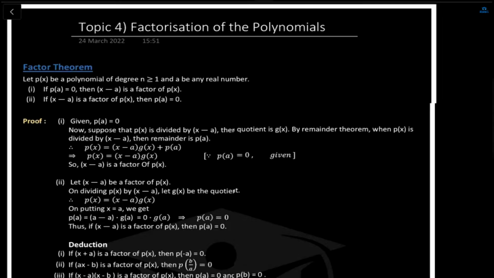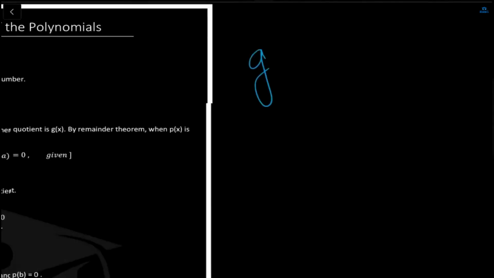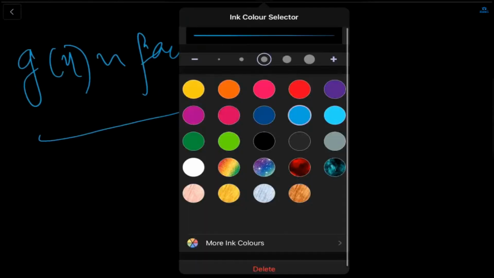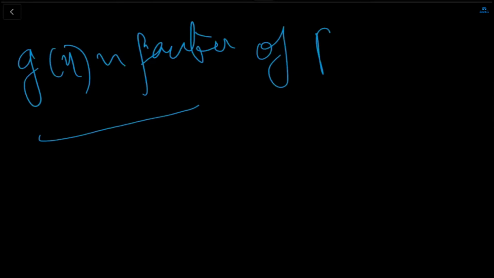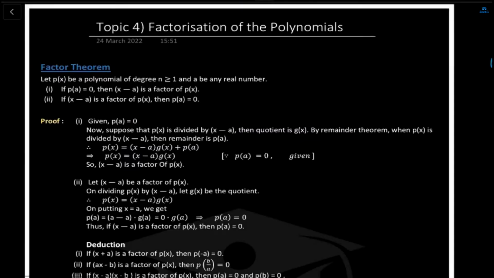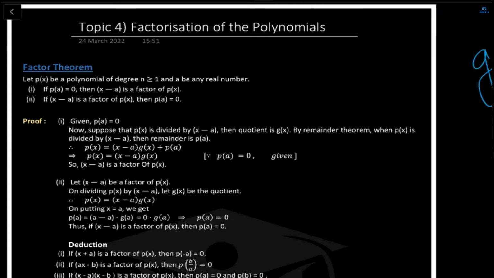Like if g(x) is a factor of p(x), that means r(x) will be equal to 0. Yes, the remainder will be 0. The same thing is here. If p(x) is a polynomial of degree n greater than or equal to 1 and a is any real number, then if p(a) is equal to 0, then x minus a is a factor of p(x). The second thing is, if x minus a is a factor of p(x), then p(a) will be equal to 0.